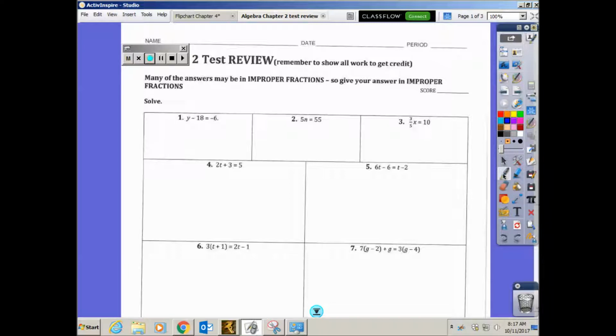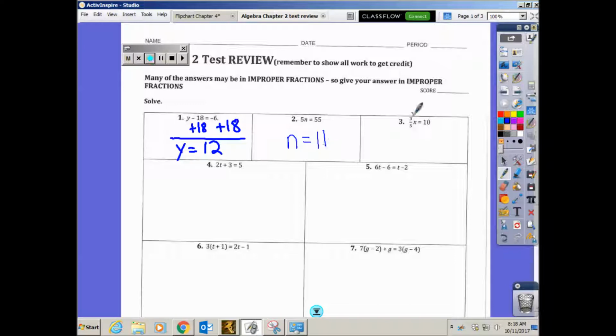So the first section here is just solving equations. For equation number 1, we're going to add 18 to both sides. And remember, you have to show that work. Negative 6 plus 18 is positive 12. I'm going to try and make this a little bit thinner. So that's the answer for number 1. For number 2, you would divide both sides by 5, n equals 11.